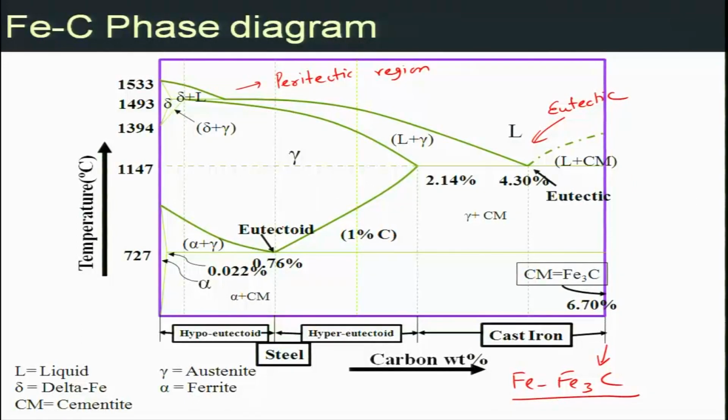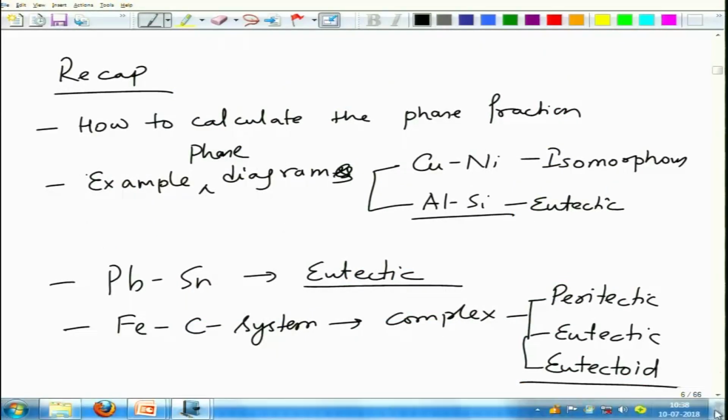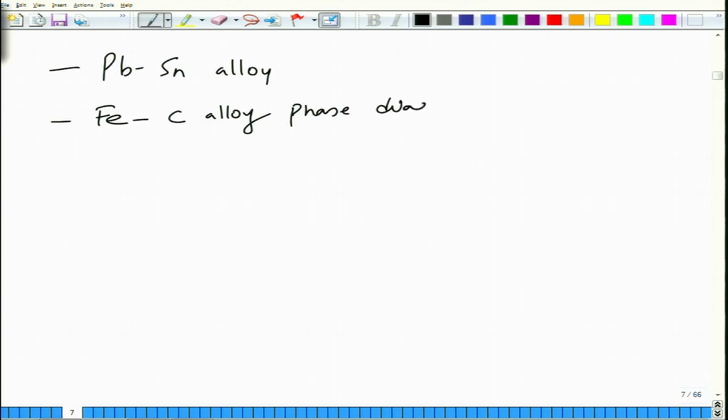So there are three regions of the phase diagram: the peritectic region, the eutectic region, and the eutectoid region. And these are three invariant reactions that occur in the iron carbon phase diagram. So let's look at each of these regions. Okay. So we first look at the peritectic region. What we did was, we first looked at the lead tin alloy, and now we are looking at the iron carbon alloy phase diagram.